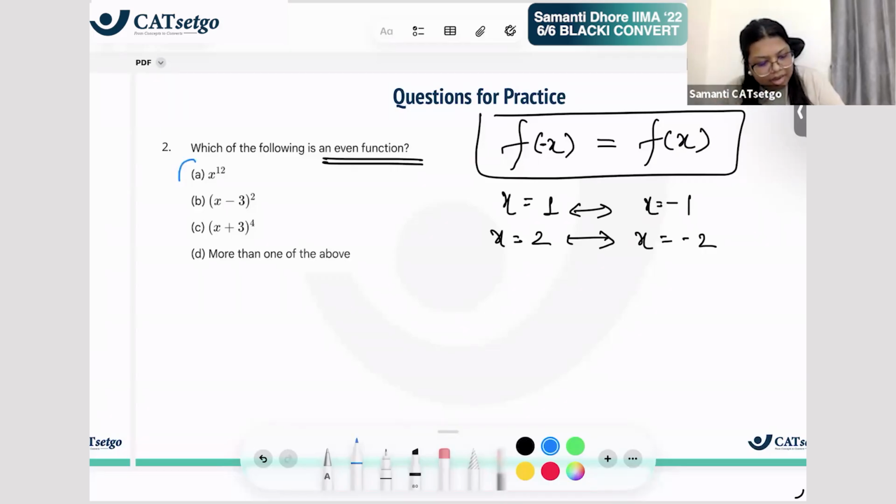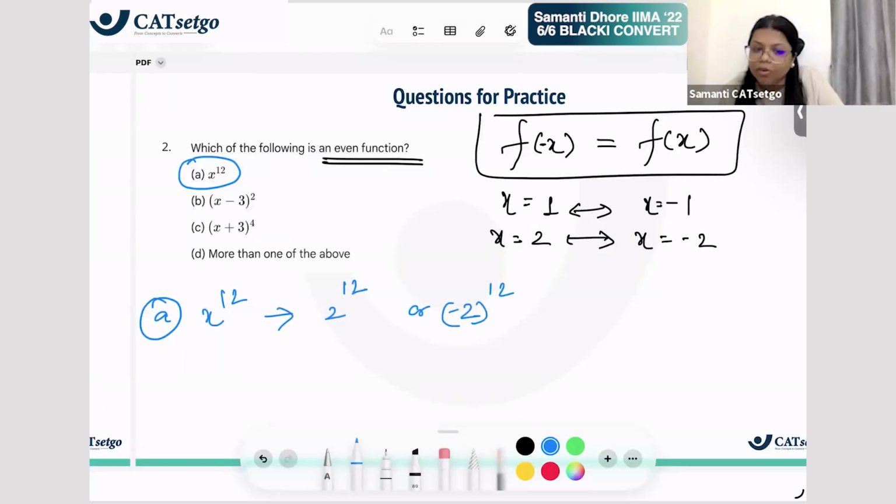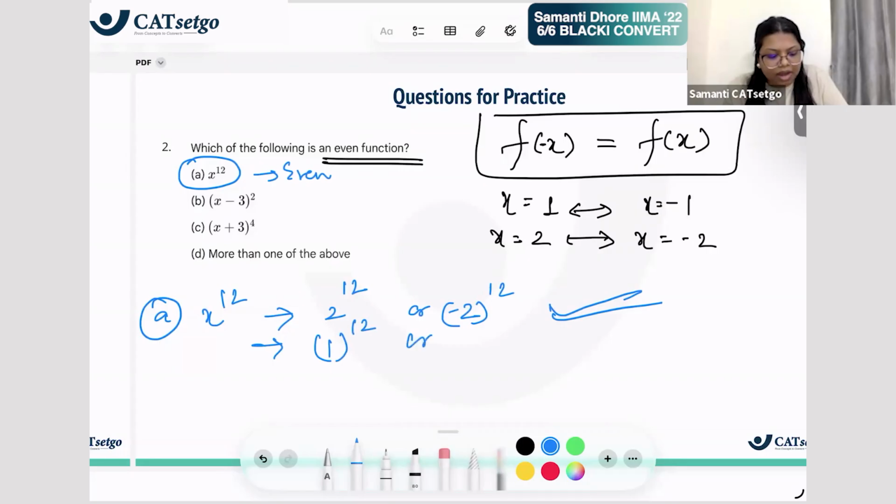Let us start putting it one thing at a time. If you put it in A, you get x raised to 12. Taking x equals 2 and minus 2, 2 raised to 12 or minus 2 raised to 12 is equal, right? Because it's an even power. The minus, even times तो positive ही हो जाएगा, so these two are equal. So definitely this is an even function, right? Or let's just take 1 for that matter. If you are comfortable with 1, 1 raised to 12 or minus 1 raised to 12, both are 1 only, right? That is why it is an even function, right?